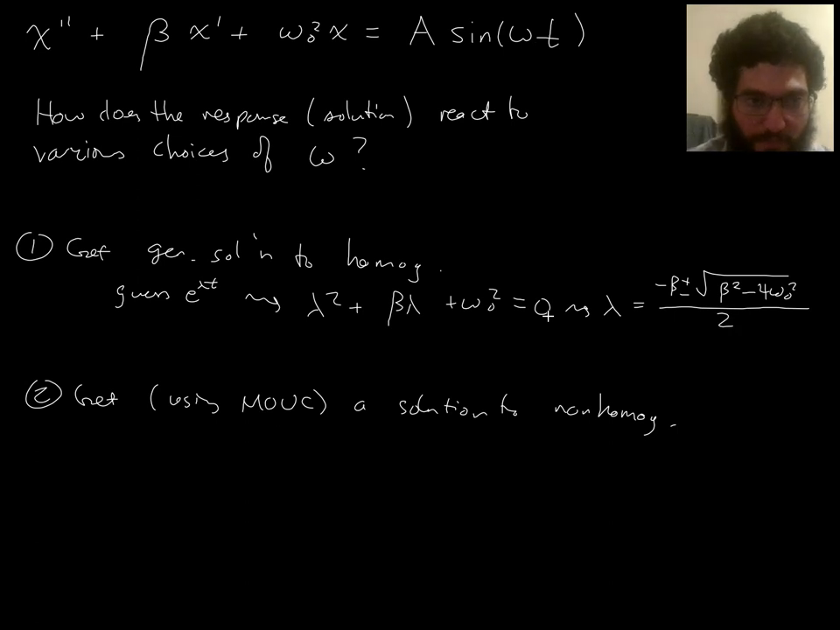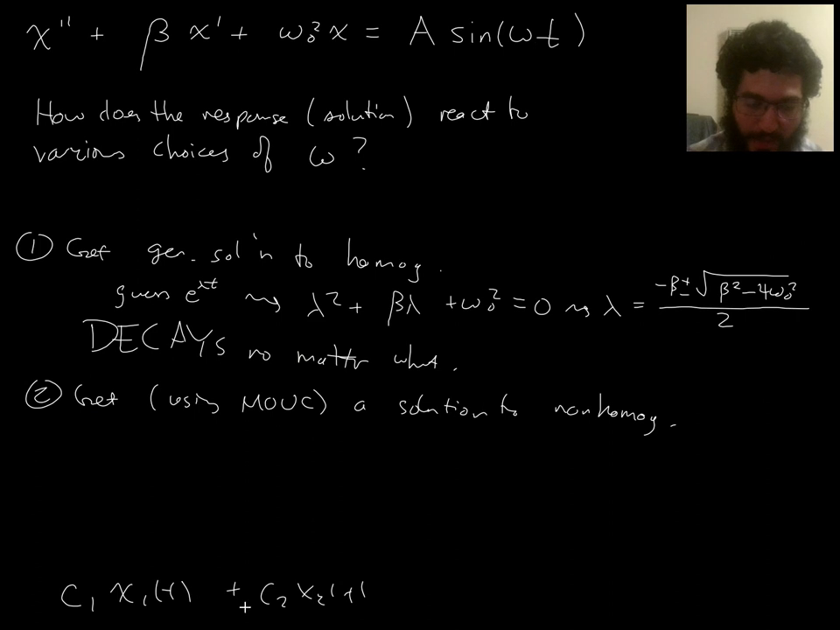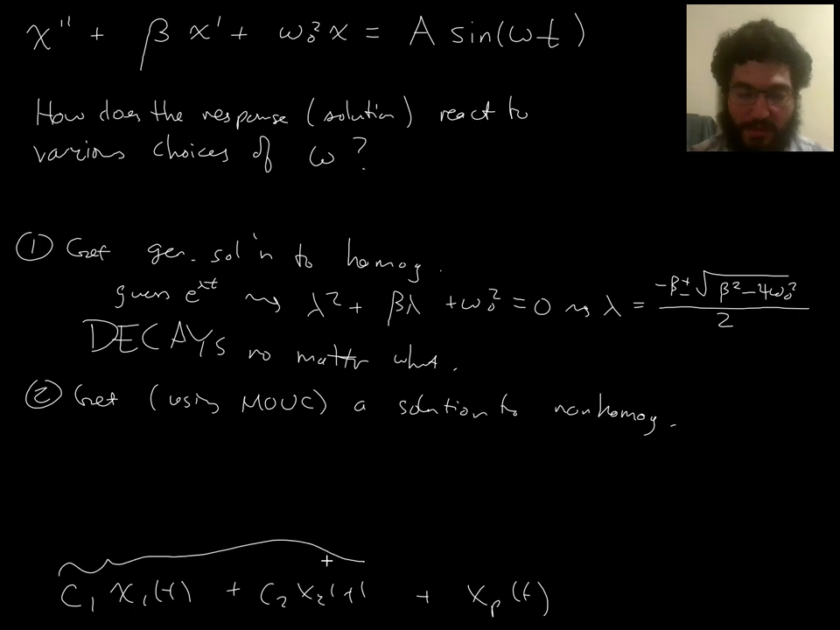No matter what, this decays. That is what damping does. So the portion of your solution that has this will end up being what we refer to as the transient part of your solution. Right at the end you'll have C1 x1 of t plus C2 x2 of t, where x1 and x2 are what you get from step 1, and then from step 2 you get an x particular. Since this will decay, this will be the transient part.